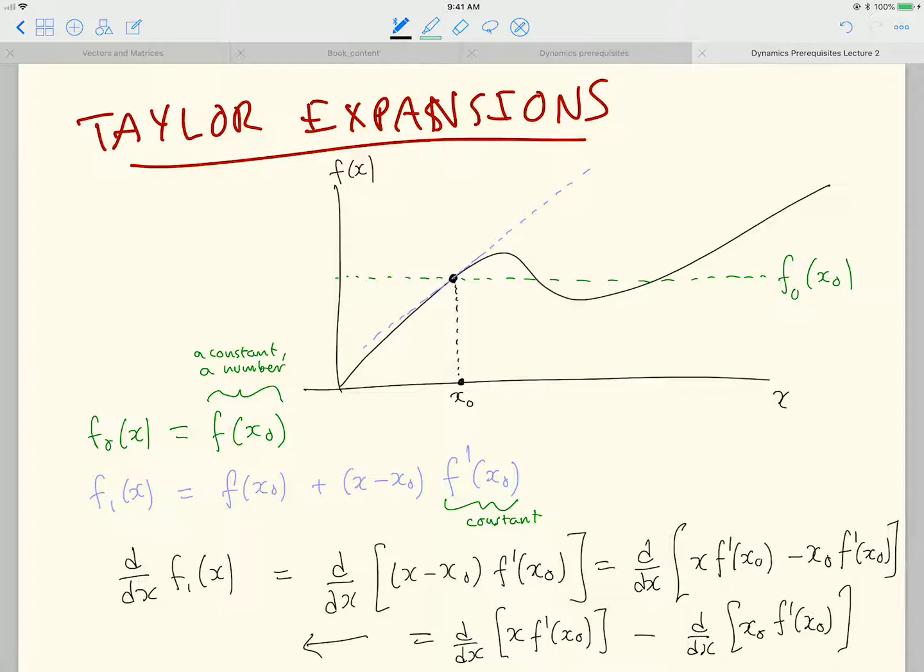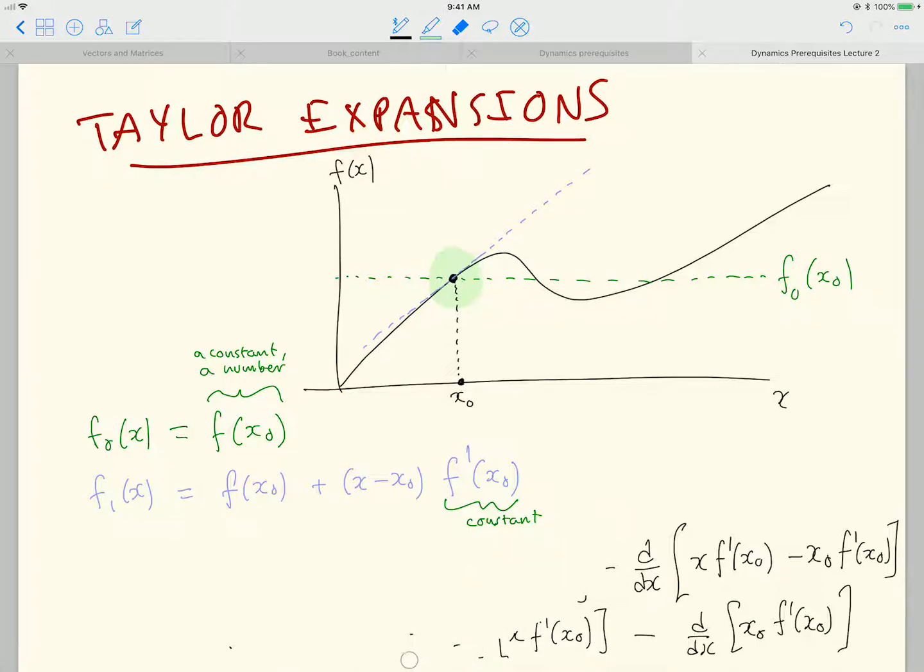So what that all came out to was that this thing was equal to f prime of x naught. So what we've just checked is that indeed this blue function, f1 of x, goes through this point, because f1 of x naught is f of x naught, and its slope at that point is the same as the slope of the original function at that point. So in other words, what we wrote down in blue is indeed the blue dashed line. So let's do one more.